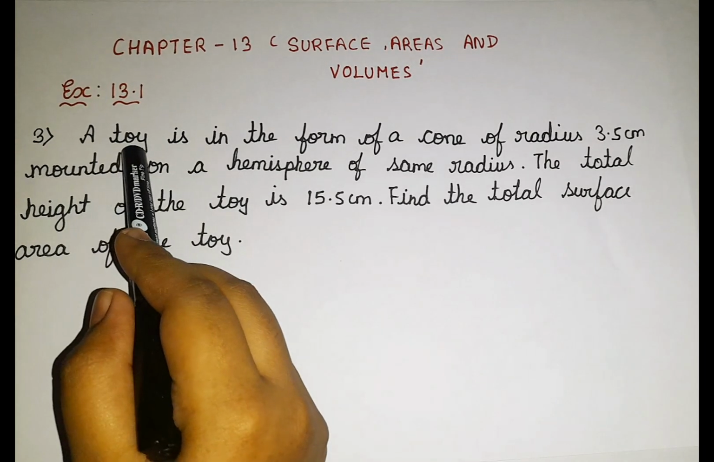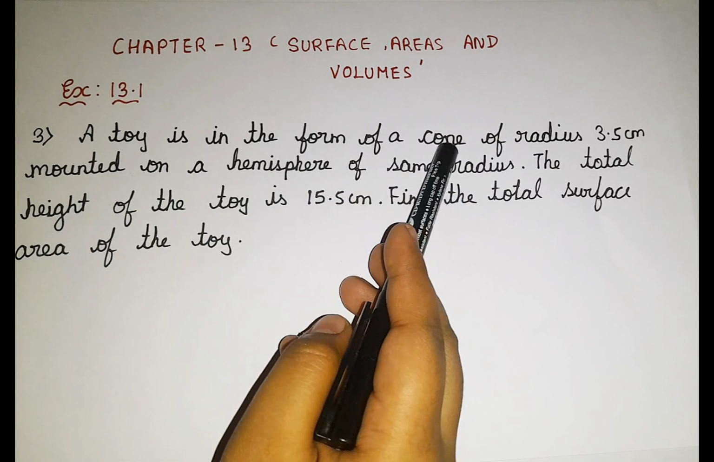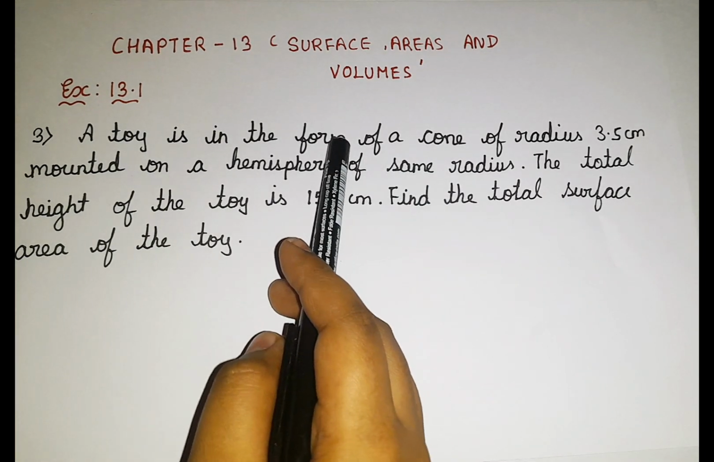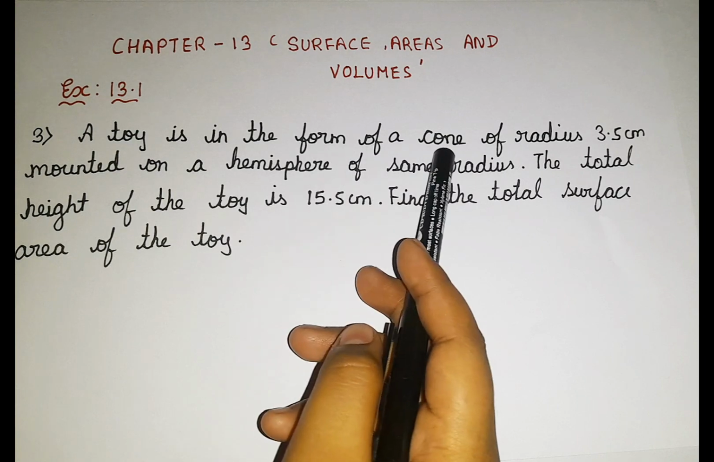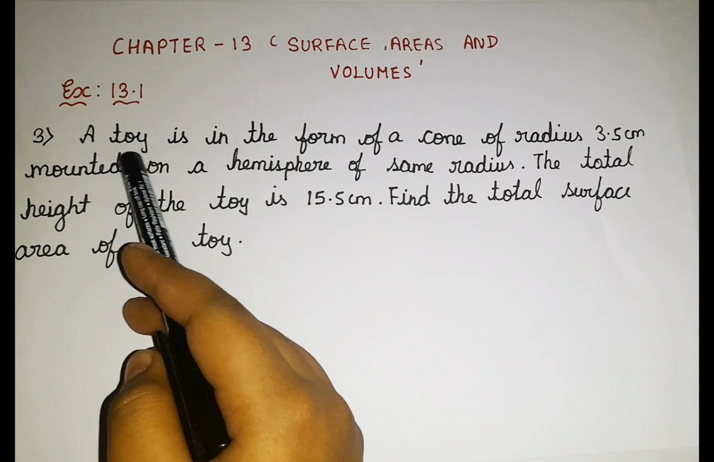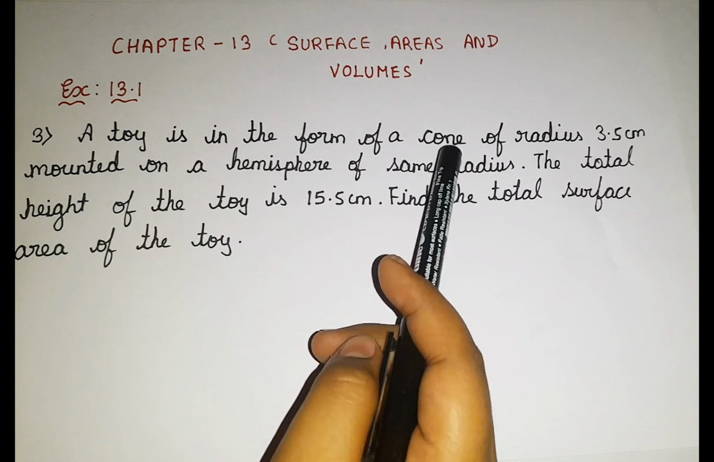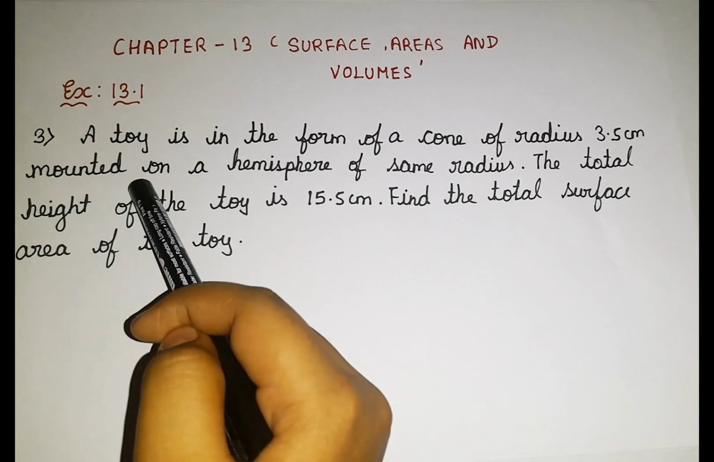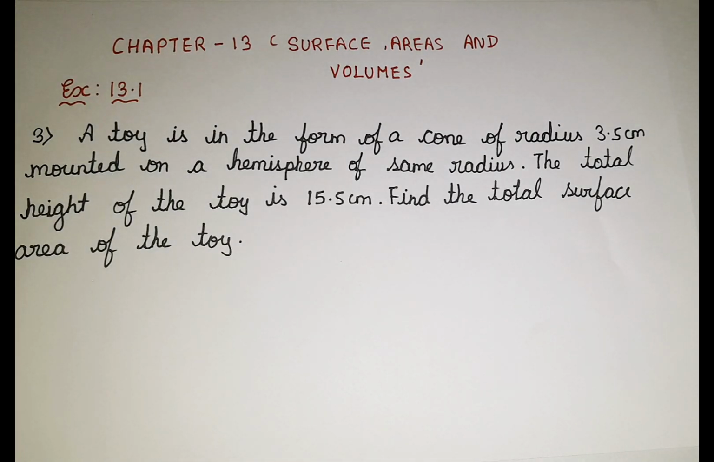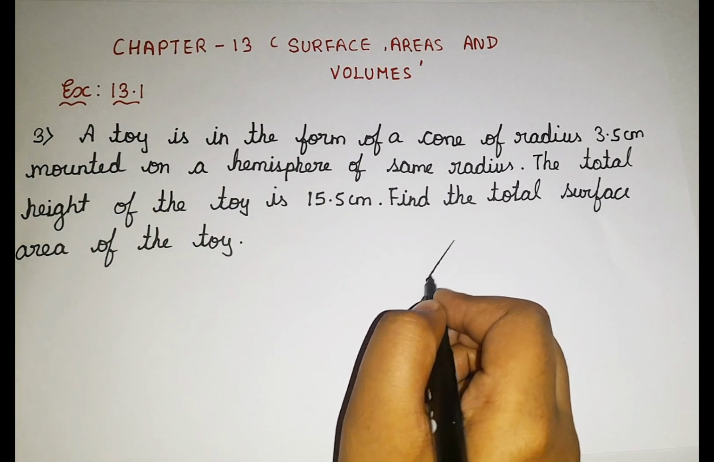Okay, so there is a toy. You can just take any toy which is in the shape of a cone as well as a hemisphere. Now we are going to be reading the question line by line and drawing the figures. In the form of means in the shape of a cone, of radius 3.5 cm, mounted on a hemisphere. Mounted means upon that. First they mentioned a cone, so let us draw a cone.